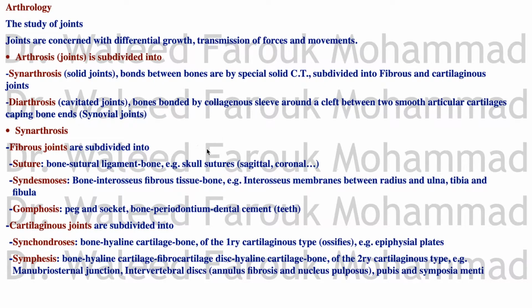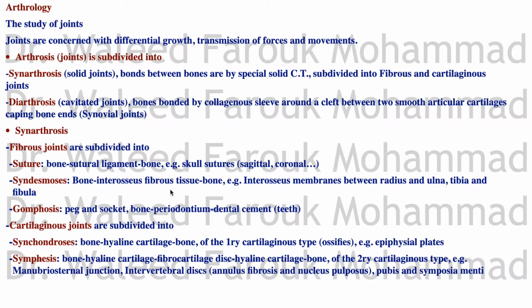For example, the suture bones are composed of bone attached to another bone by a sutural ligament. Examples of which are the skull sutures, like the sagittal suture and the coronal suture, etc.